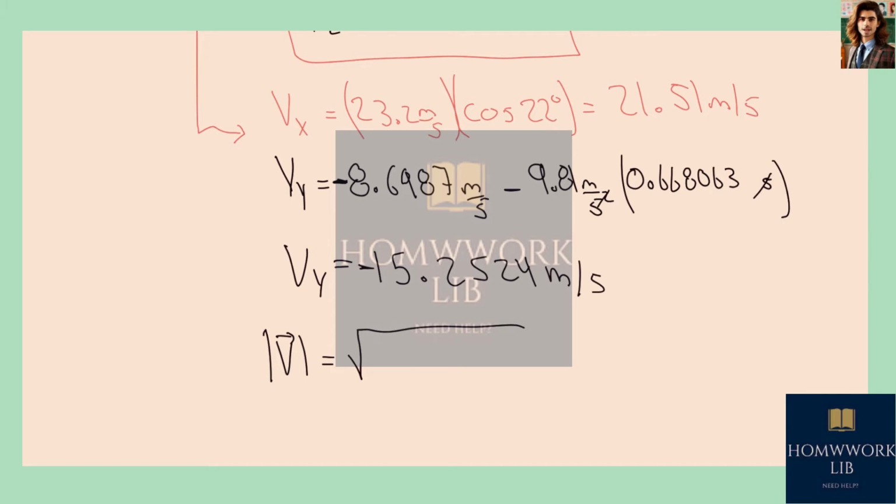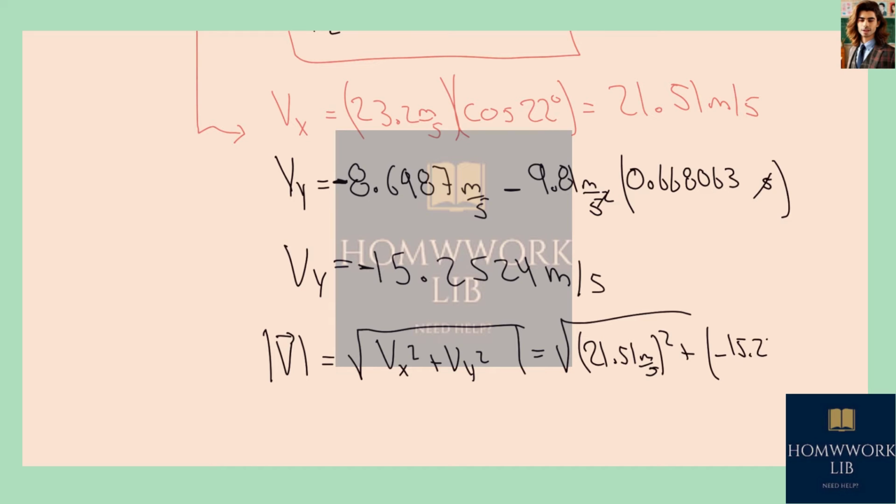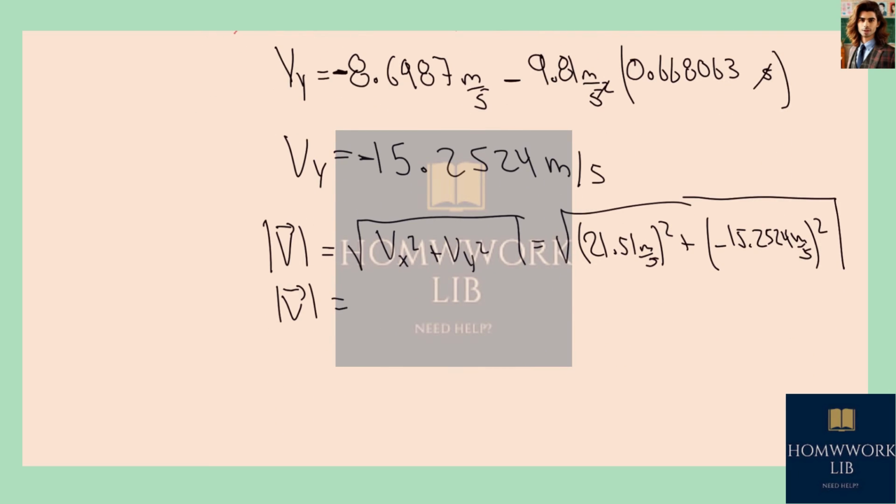So the speed when it hits the ground is the absolute value of, well, the norm of the vector, which is going to be the square root of vx squared plus vy squared. And this is going to be the square root of 21.51 meters per second squared plus minus 15.2524 meters per second squared as well. So the speed at which it hits the ground is going to be, rounding up, 26.37 meters per second. In this case, all of the velocities were given up to three significant figures, so this would be approximately 26.4 meters per second.